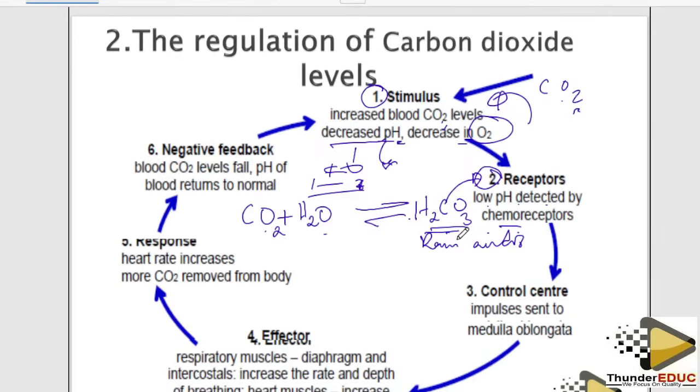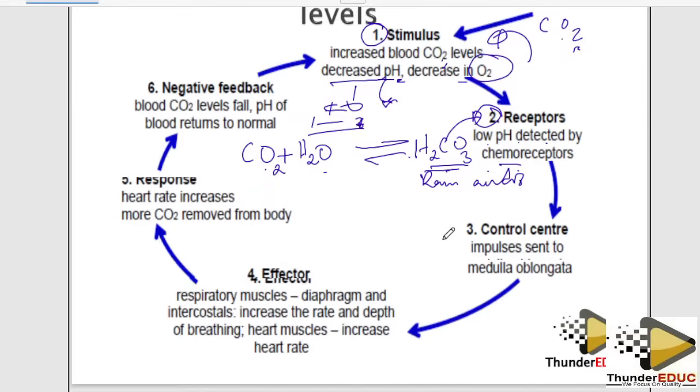All right, let's continue, I think I'm clear there. So number one, when you go back to what is needed in life science, an increase in blood carbon dioxide levels leads to decreased pH, and then the decrease in oxygen. I think I've explained that. And then number two, the receptor will detect the low pH using the chemoreceptors. We call them chemoreceptors because they detect the chemicals.